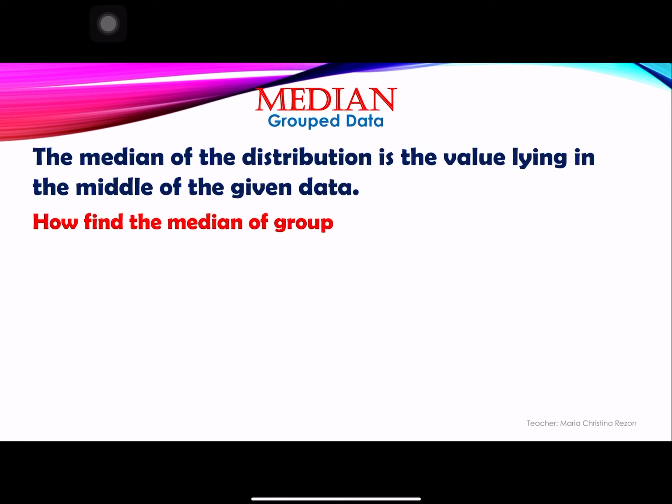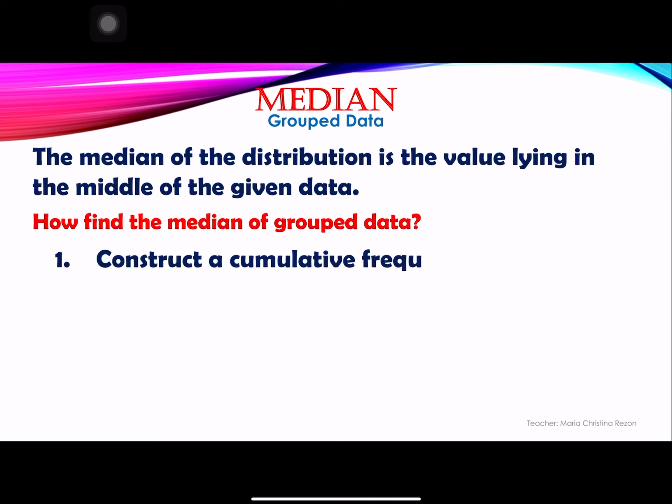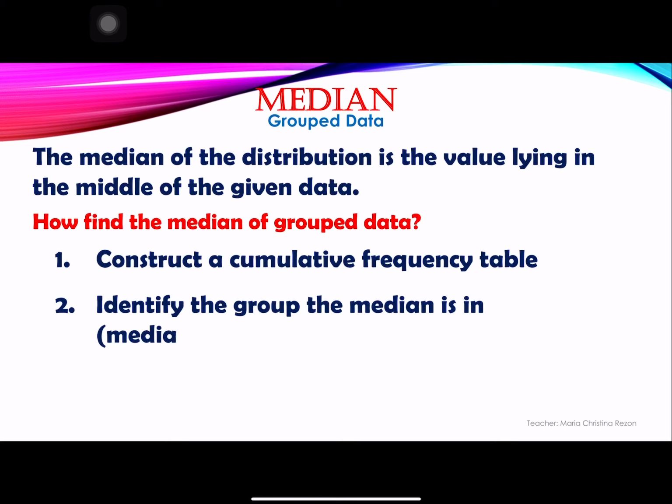How to find the median of grouped data? The first thing that you are going to do is construct a cumulative frequency table and then identify the group the median is in, or the median class. How to find the median class?